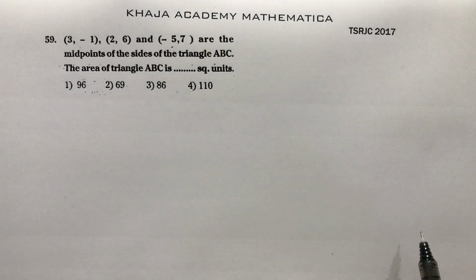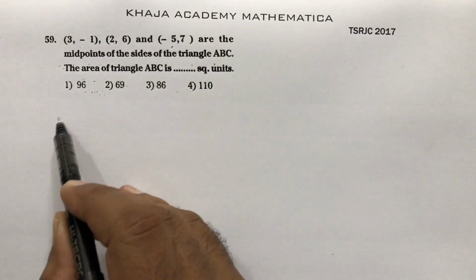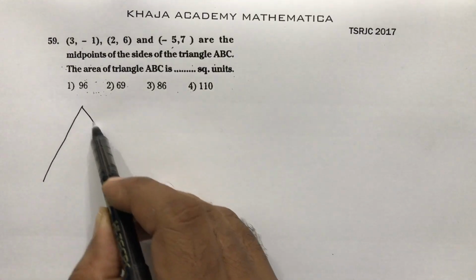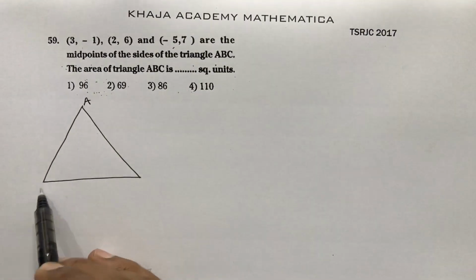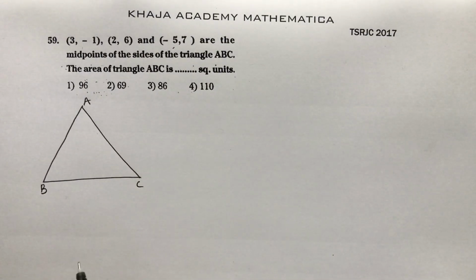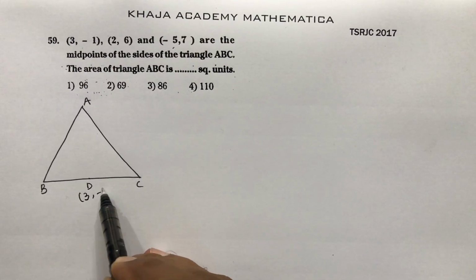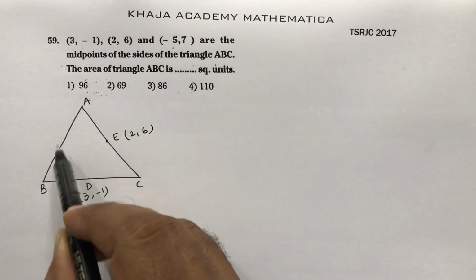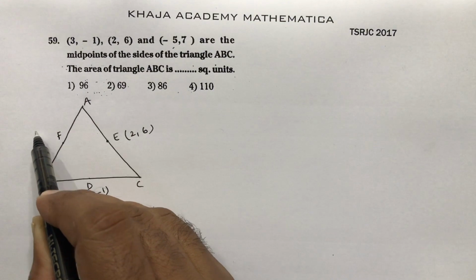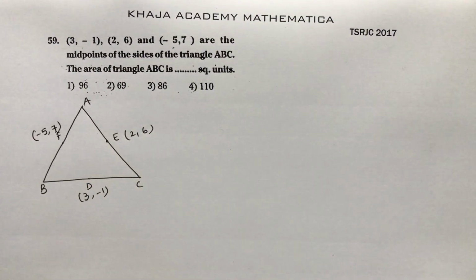3, minus 1; 2, 6; and minus 5, 7 are the midpoints of the sides of a triangle ABC. So here, if we take a triangle A, B, C, these are the midpoints. You can take D as 3 comma minus 1, E as 2 comma 6, and F as minus 5 comma 7. So these are the three midpoints.